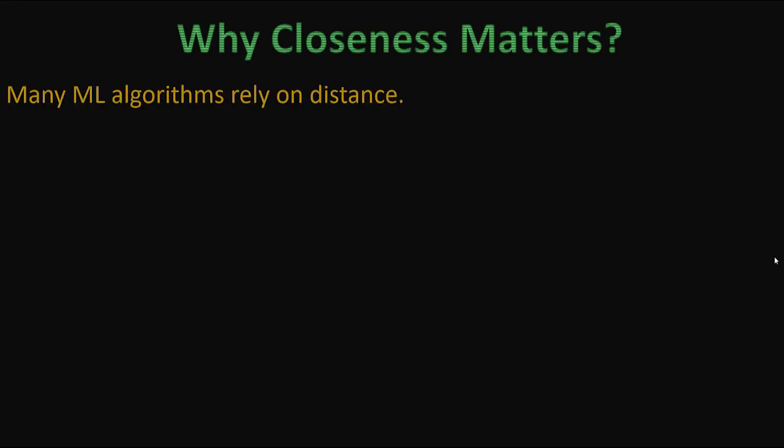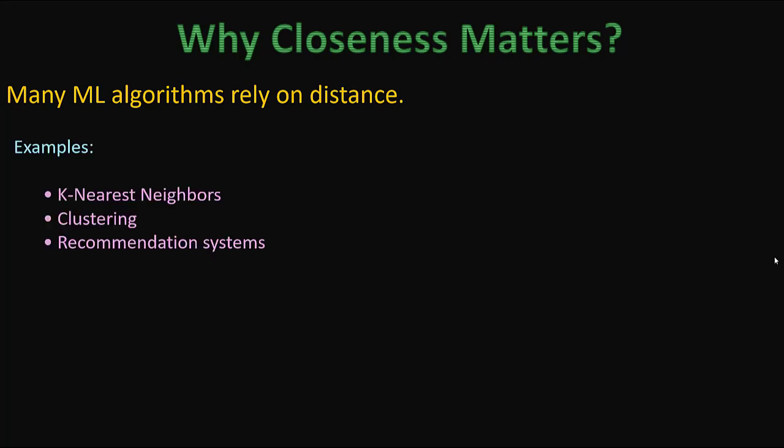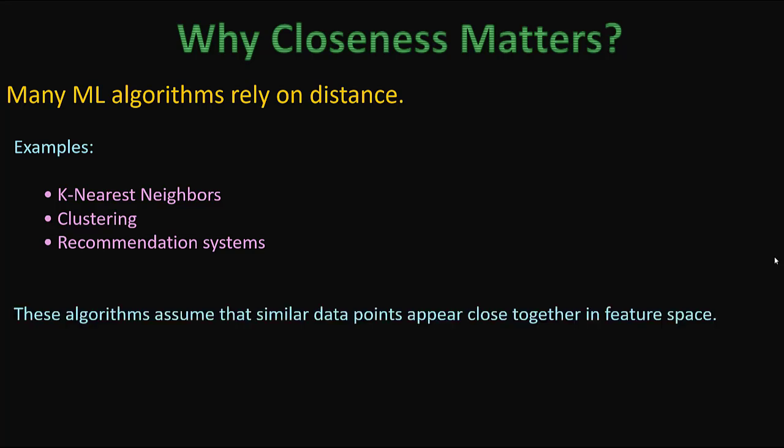Now why does this closeness matter? Many machine learning algorithms rely on distance. For example, we have the k nearest neighbors algorithm, and then we have clustering and recommender systems. These algorithms assume that similar data points appear closer together in the feature space. We'll see this in the coming videos.